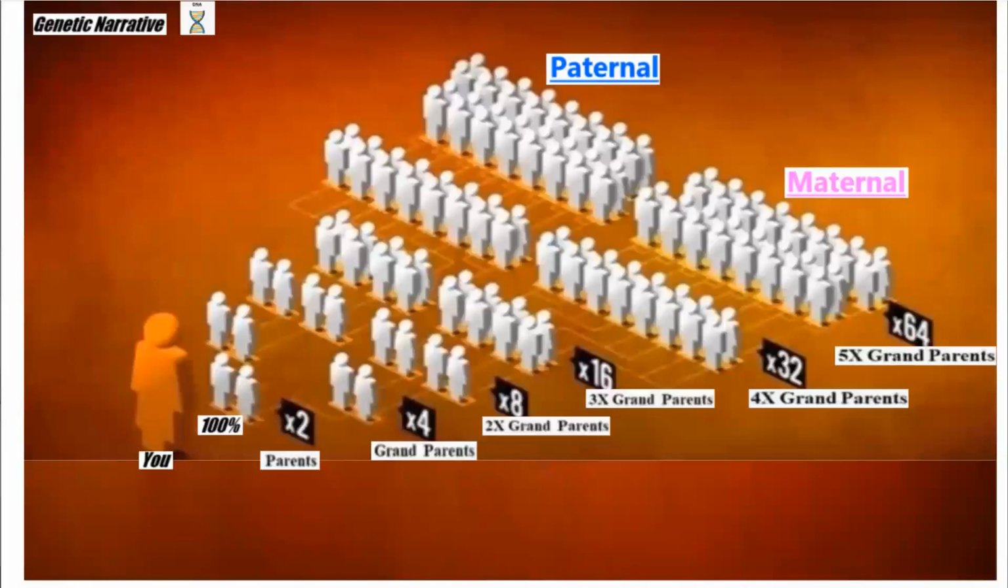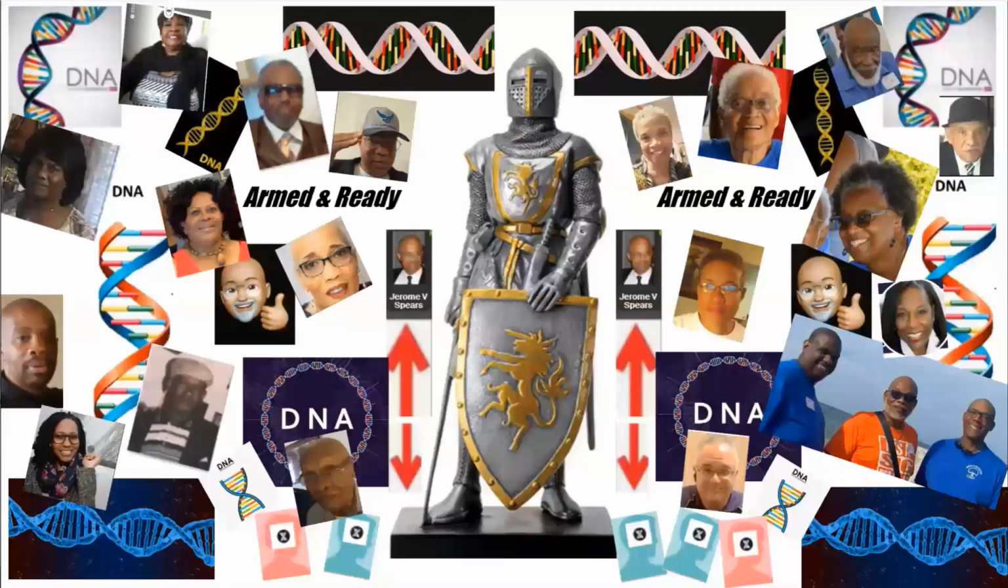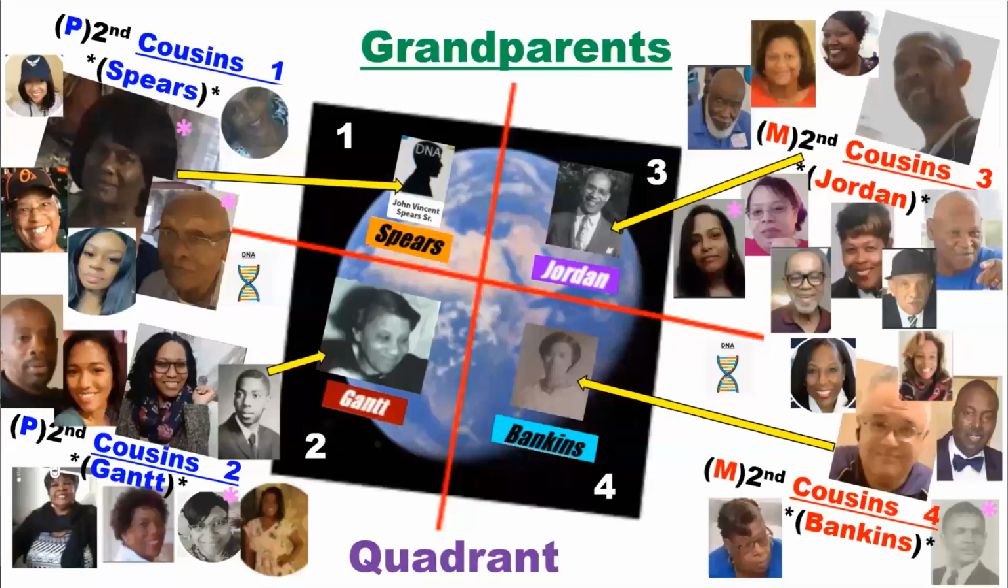And so if we look at the base and the U in this particular diagram, we can substitute the U singular for the Spears 5 plural. It's a lot more power in that number. And combined with that, along with an army of cousins who you specifically know how they map back to their individual grandparents, you can do some unique and special things.